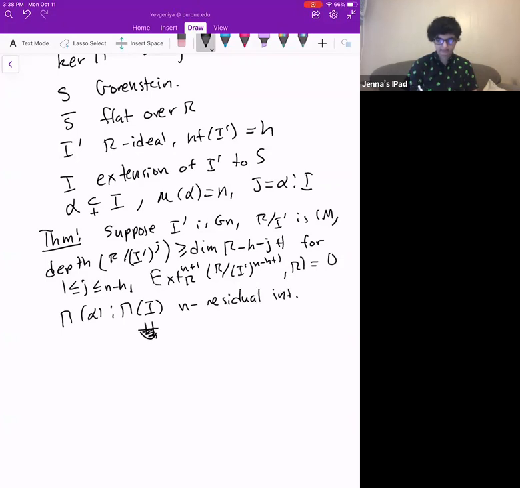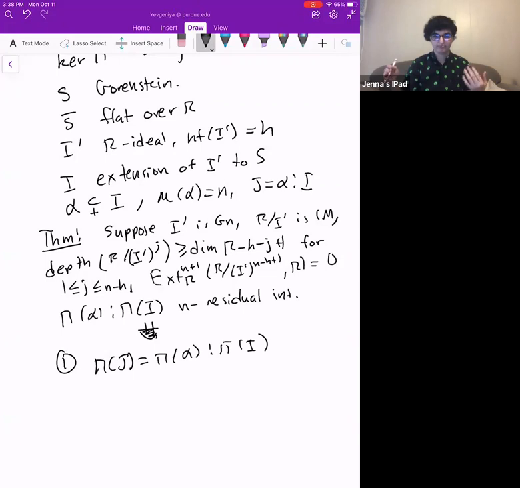Then 1, pi of J is equal to pi of alpha colon pi of I. So this is what it means to specialize. And 2, L is a regular sequence on S mod J.